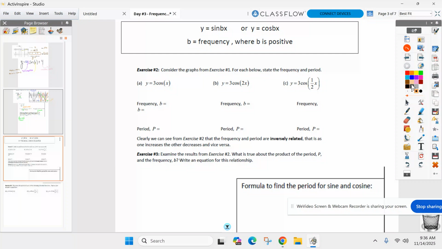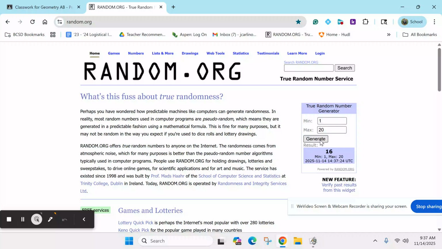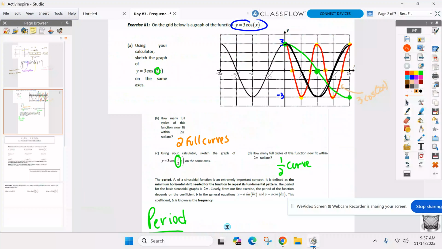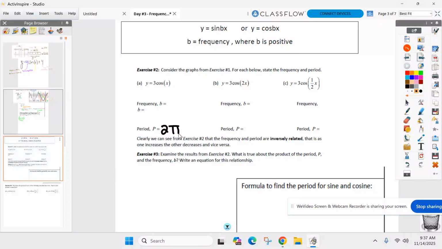All right, ready? Let's answer these questions here. Don't worry about the frequency part yet. We'll fill that in a second. Period, 3 cosine x. You might have to flip back and forth or take a look up here. That was my original graph. Where did it end before it starts repeating again? That first curve, where did it end again? Miles, where did it end? 2 pi. So everyone write in where it said period there. 2 pi.